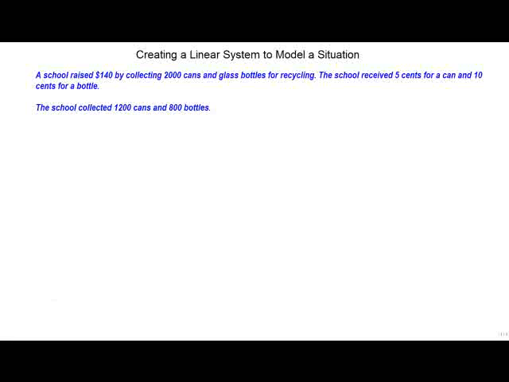So what we want to do is create a linear system that's going to represent this situation, and then we have some numbers to verify using our linear system. So the school collected 1,200 cans and 800 bottles. We're just going to use those two numbers to verify that our system is correct.